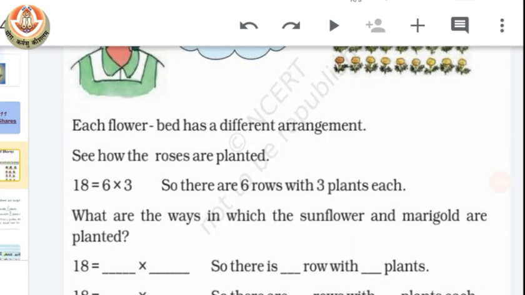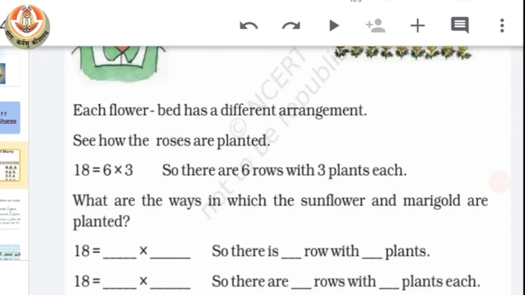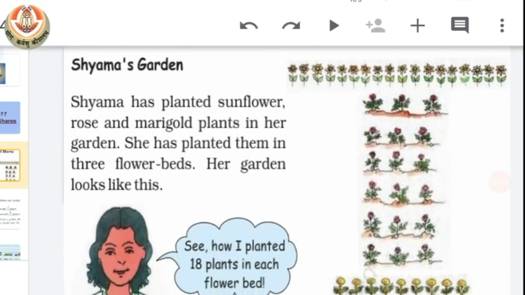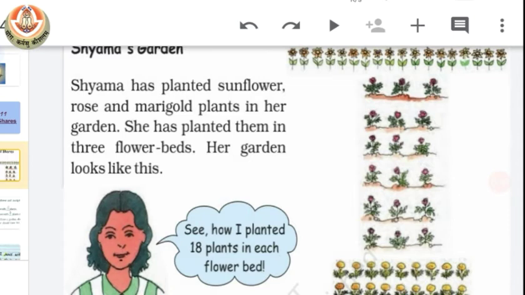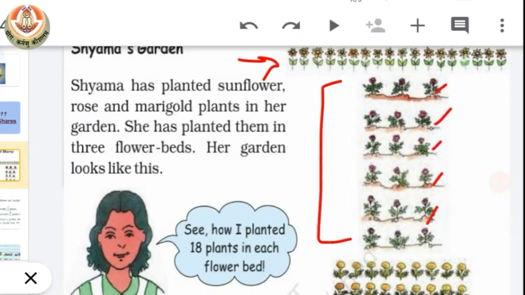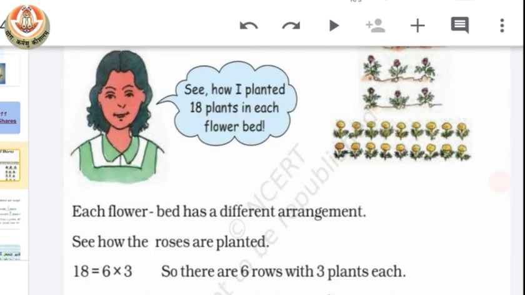Now each flower bed has a different arrangement. So yes, we can see that in the first flower bed there is only one row, and there are a total of 18 flowers in the single row. Whereas in the second flower bed we have 1, 2, 3, 4 and 5 rows, but each row has 3 flowers. And in the third flower bed there are a total of 2 rows, and in each row we have 9 flowers.